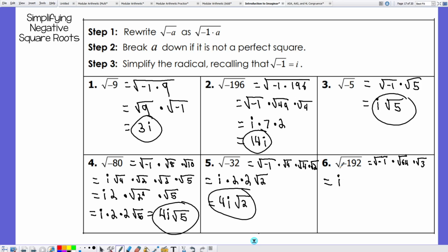Now we just break it down as i. Square root of 64 is 8. And square root of 3 is just going to be square root of 3. So we're left with 8i times the square root of 3. Thus getting all of these answers, and as we can see, the process is fairly simple.